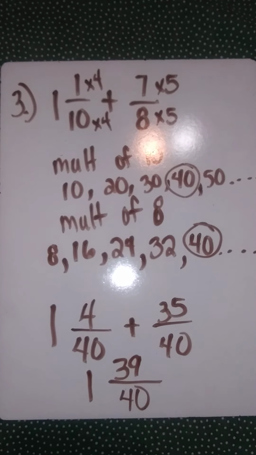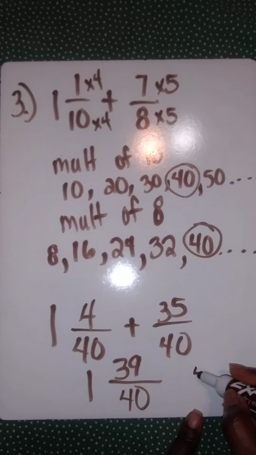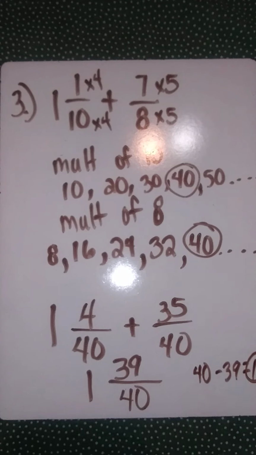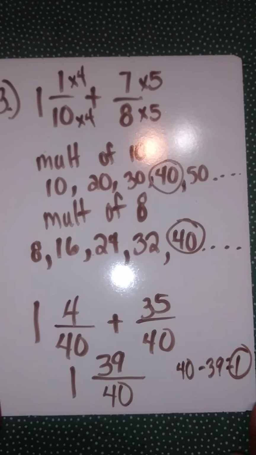If you notice here, 39 and 40 is a 1 number difference. Remember I told you if you see that your number is a 1 number difference, it cannot simplify. And to explain again what a 1 number difference is, if I subtract 40 by 39, that's equal to 1. A 1 number difference means that if you subtract the two numbers, the answer is going to be 1.